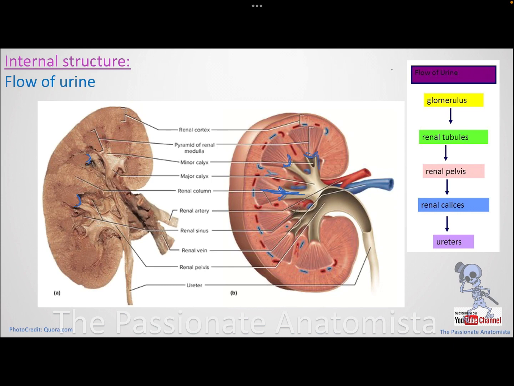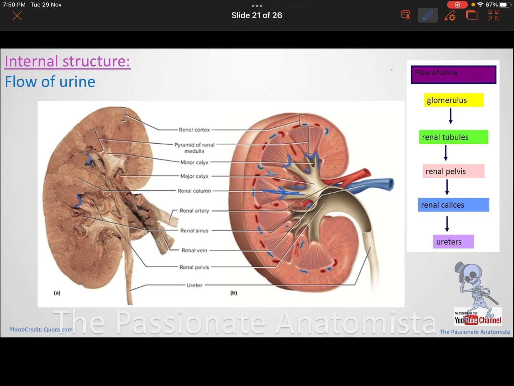So one from here, all right? So this is a minor, and this is a minor, this is a minor. Together they will form a major calyx. So this is one major, and this is another major. Major calyces together will form the renal pelvis. Once you form the pelvis, you go all the way to the ureters to drain into the urinary bladder.